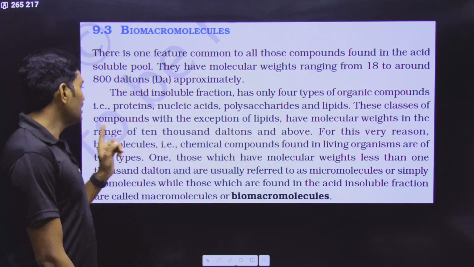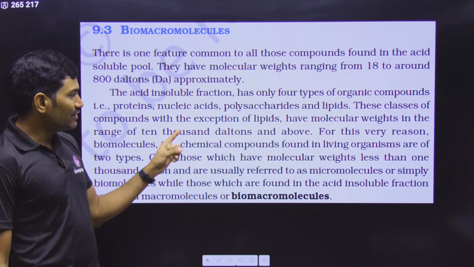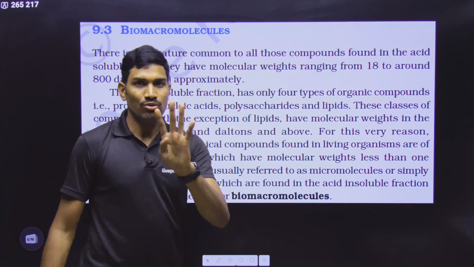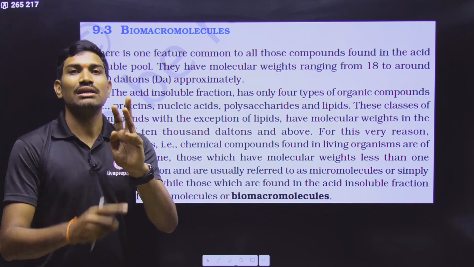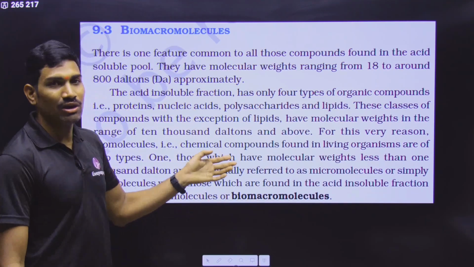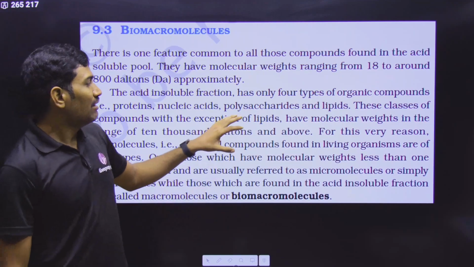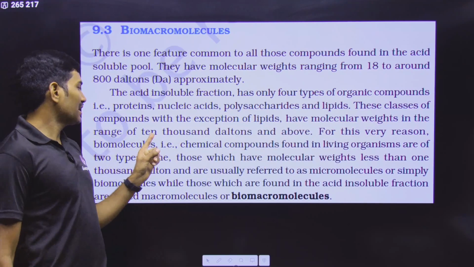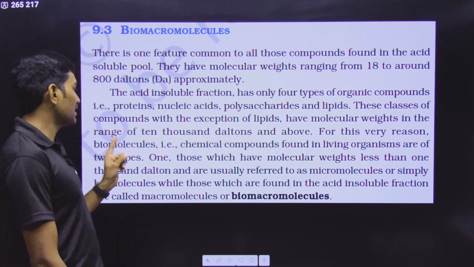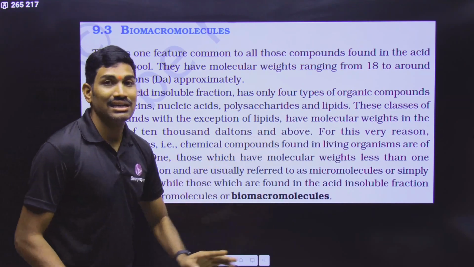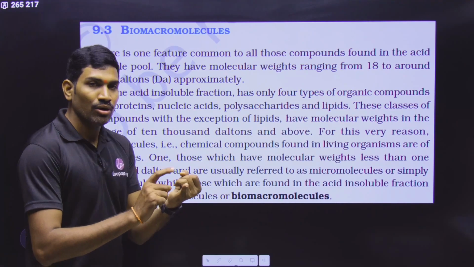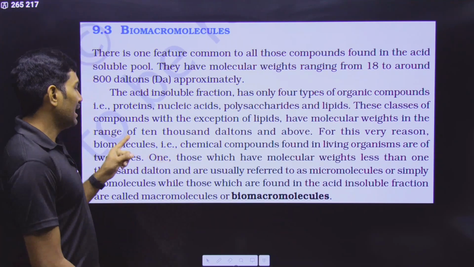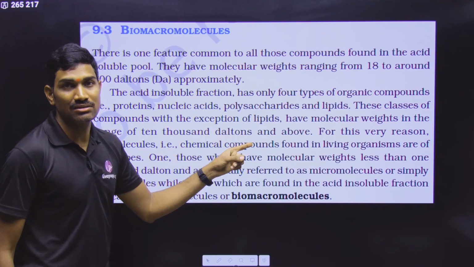Next one, these classes of compounds with the exception of lipids, underline this. Out of these 4, you just remove the lipids. Why are you removing the lipids and what are they saying? First we will read, then we will see. With the exception of lipids, we have molecular weights in the range of 10,000 Daltons and above. So who is having this? Proteins, polysaccharides, nucleic acids. Only these 3 are having more than 10,000 Daltons.